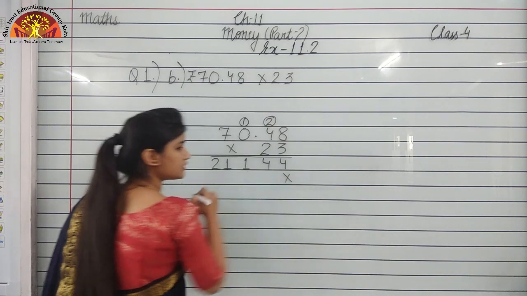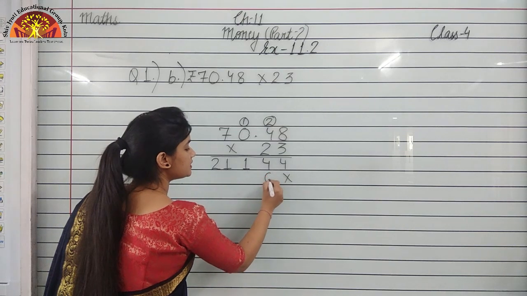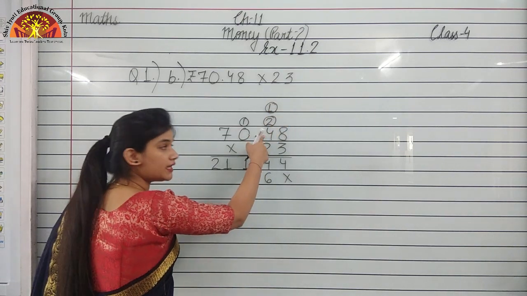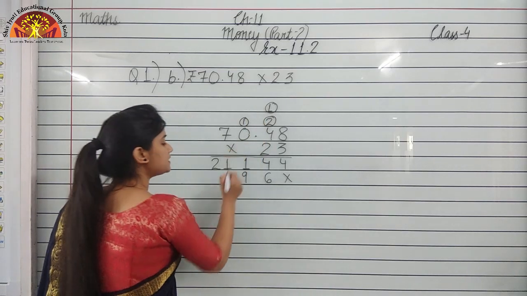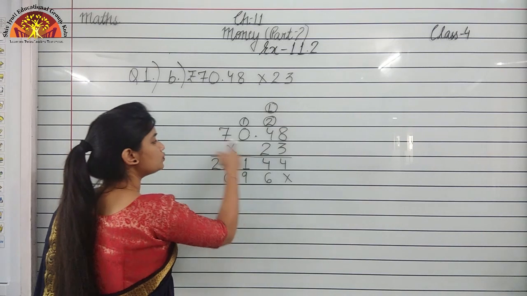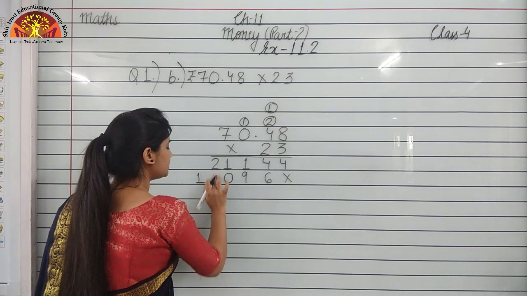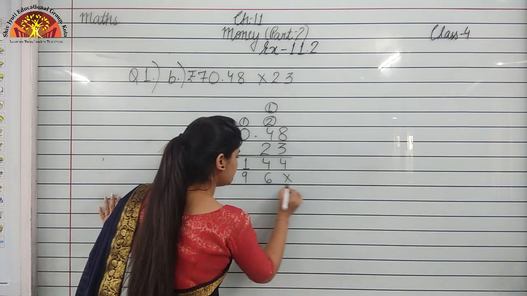Now I have to put a sign which is cross. Then 2 8s are 16. Carry over 1. 2 4s are 8 plus 1 is 9. 2 multiplied by 0 will be 0, and 2 7s are 14. So we will write 14 here. Is it clear students? So this is a simple multiplication which we have done here.